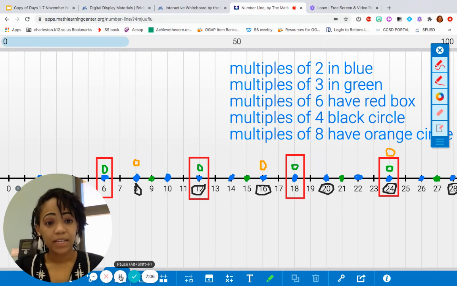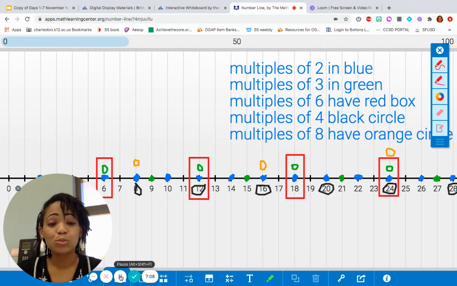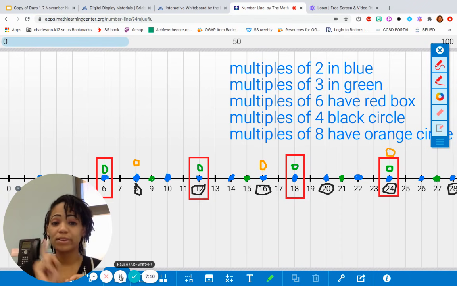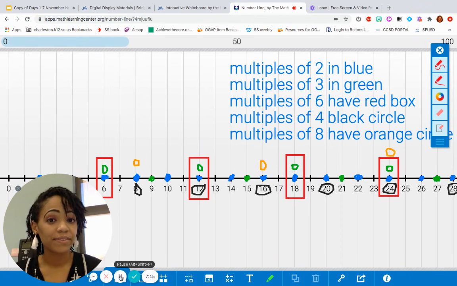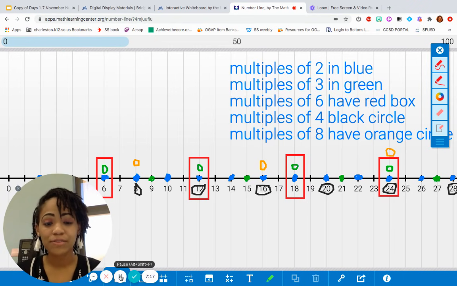Right, got it. So this month we're adding 2 more multiples to our number line, but today we're only going to focus on one of them, and that is multiples of 5. So tell me, what is a multiple of 5? You told me what a multiple is. Now tell me what's a multiple of 5.